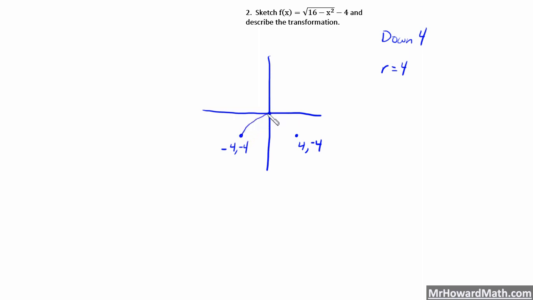So we have a semicircle like this. Alright, so negative 4, negative 4 here, and 4, negative 4 there. Okay, and because it's moved down 4, it would normally be sitting right here, but because it was moved down 4, it's down like that. Okay? Alright, let's look at question 3.